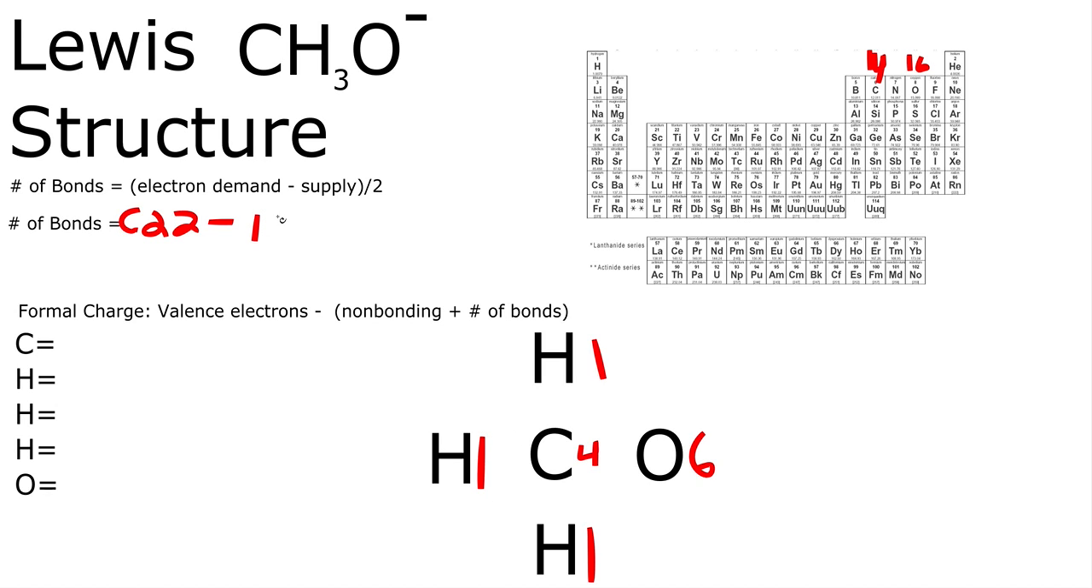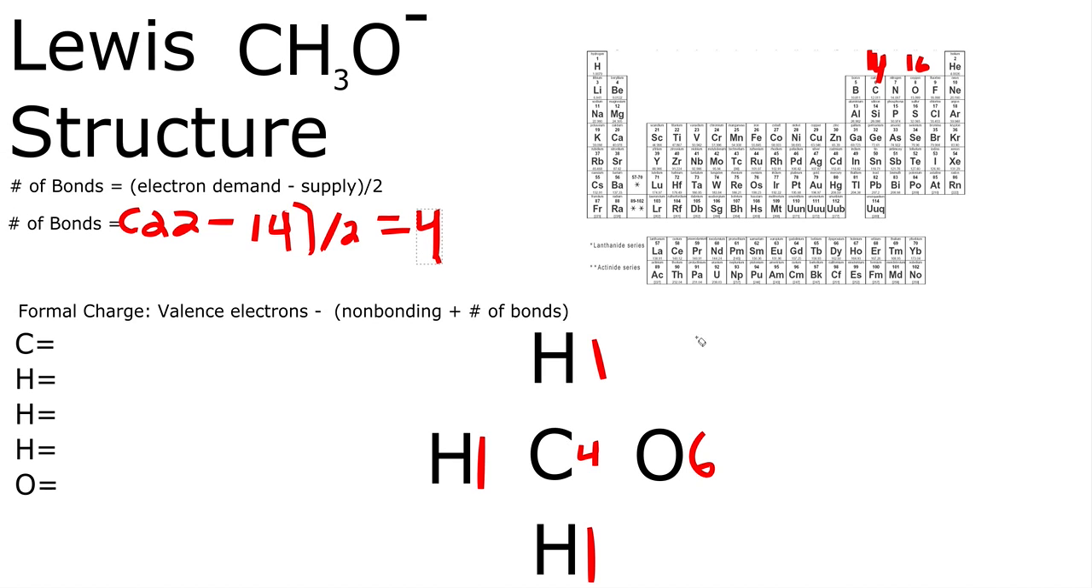So 22 minus 13, not quite yet, because we have this minus charge. When we have a minus charge, we're adding that on to our 13. So let me go back and make this a 14, because it'll be 13 plus 1 because of the negative charge. We'll enclose that, and that will be 8. Then we'll do 8 divided by 2, and that will give us 4.